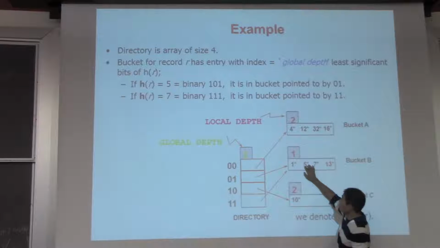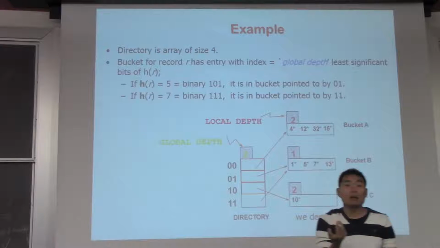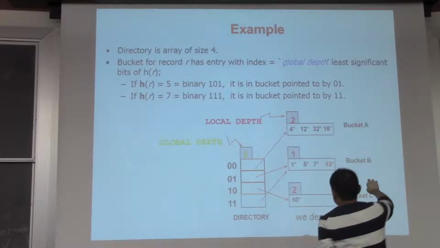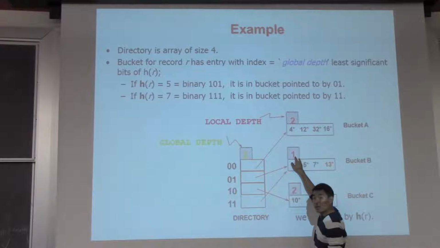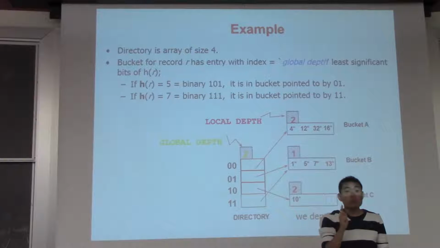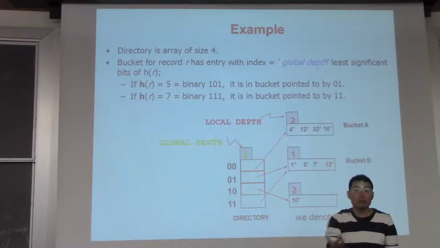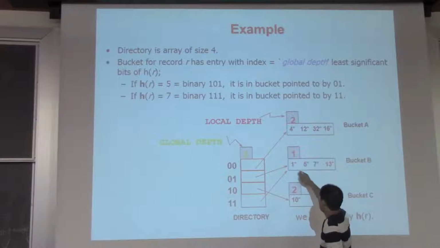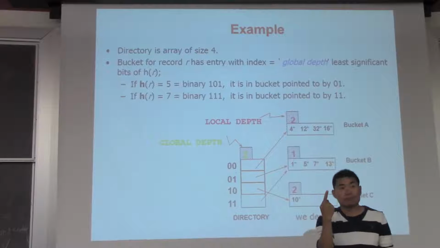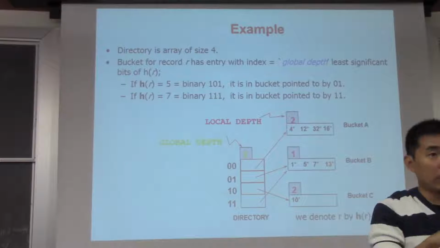You may wonder, 5 and 7, the last 2 bits are different. One is 0, 1, one is 1, 1. Why do they still end up in the same bucket? That's because the local depth of this bucket is 1, which means I distinguish these entries only by looking at the last 1 bit. As long as your last 1 bit is the same, they will be in this bucket together. If you check, the last 1 bit is 1. But their last 2 bits could be different, either 0, 1 or 1, 1.